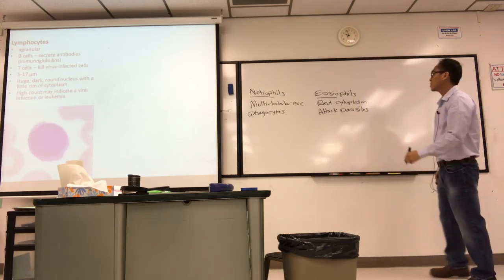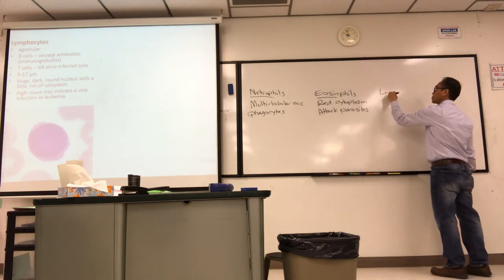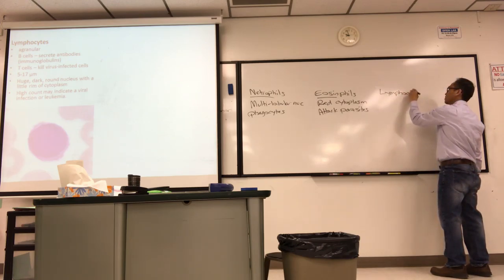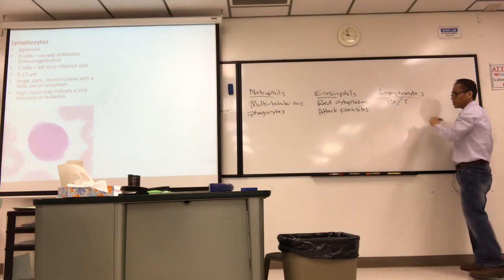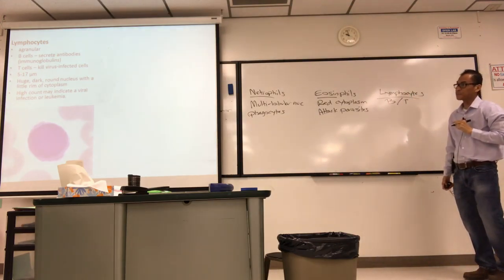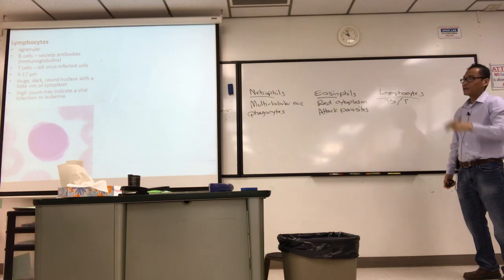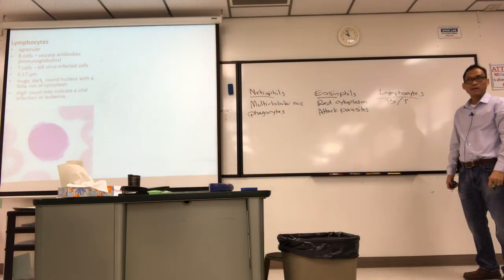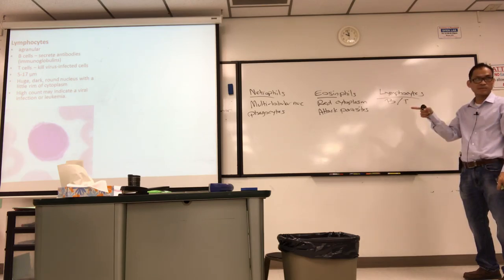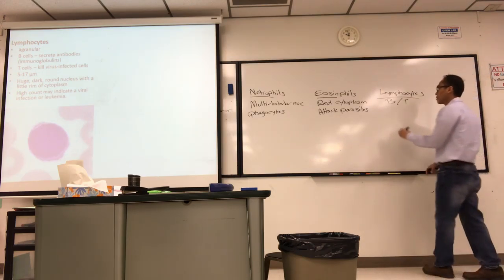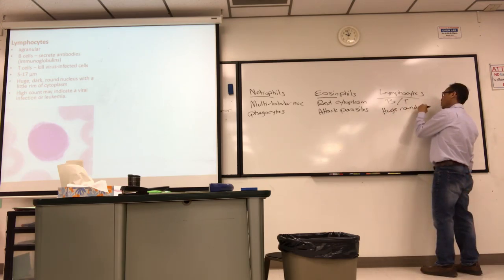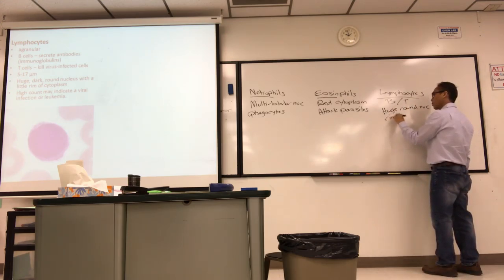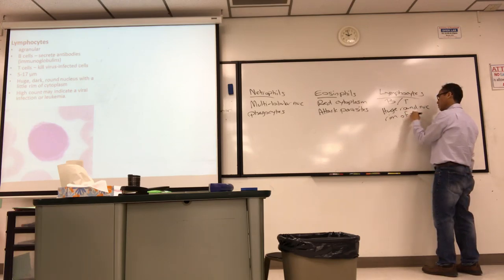Lymphocytes. In terms of function, I have a whole lecture on them. Just know there's two varieties, the B's and the T's. I'll get into that in a future lecture. In terms of identifying them, you can't tell a B from a T. They're all nucleus. All you see is a little rim of cytoplasm. That's it. Huge round nucleus, maybe a rim of cytoplasm.